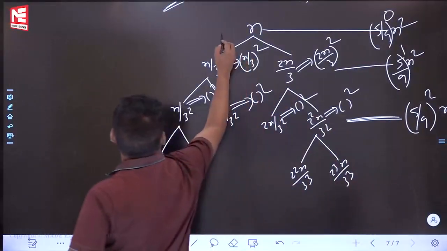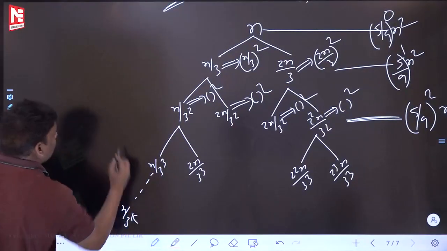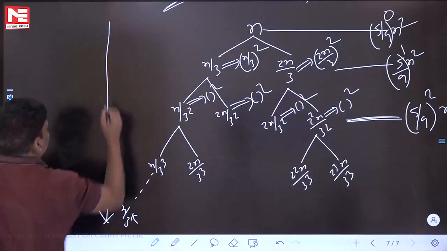On the left, we always divide by 3: n by 3 to the power k. What is the k value on this side? Log n base 3.